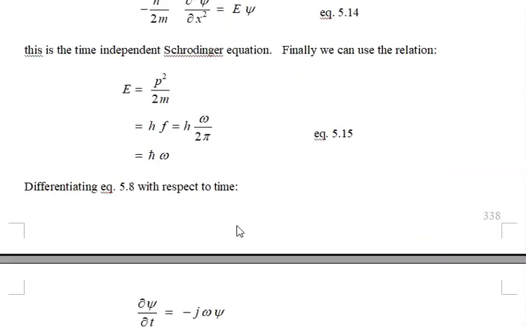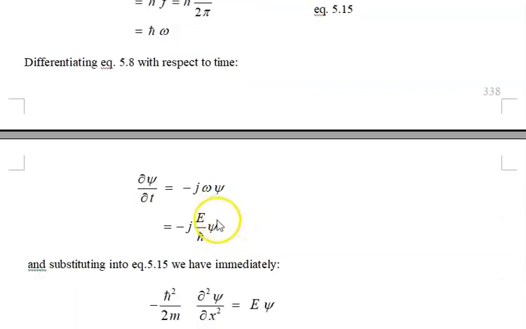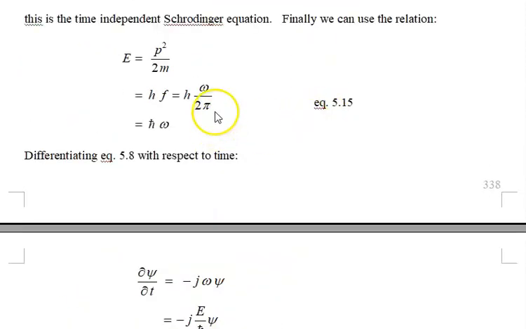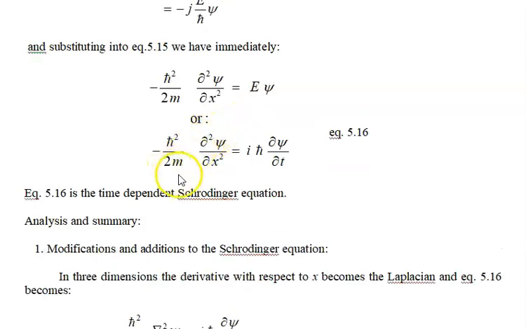In the wave equation for electromagnetics, I had to differentiate twice. In the Schrodinger equation, I only have to differentiate once to get E, and I substitute that into equation 515, and I get immediately the time-dependent Schrodinger equation. And that's a big deal.